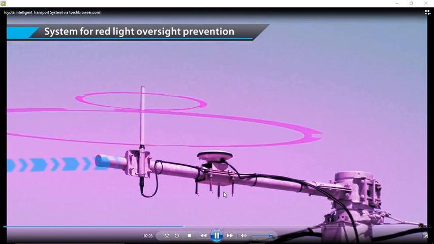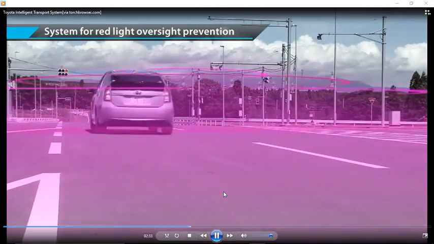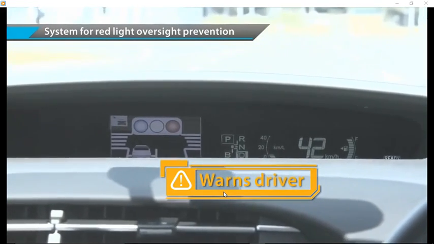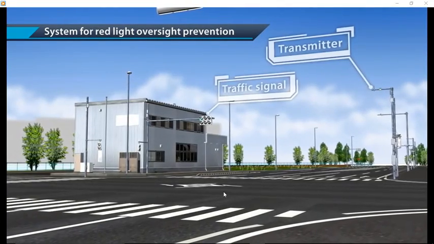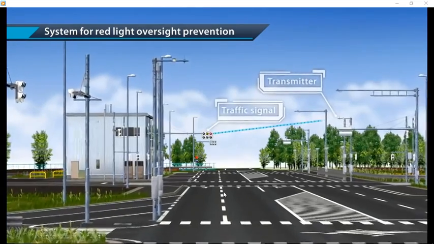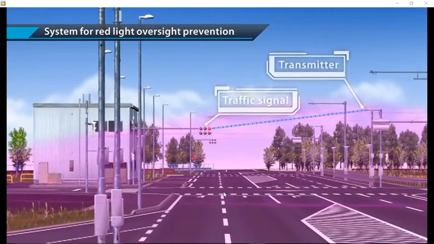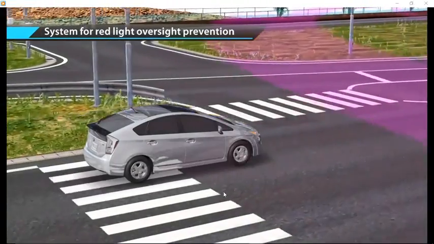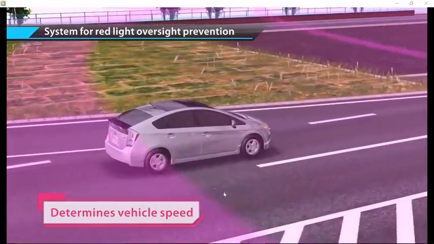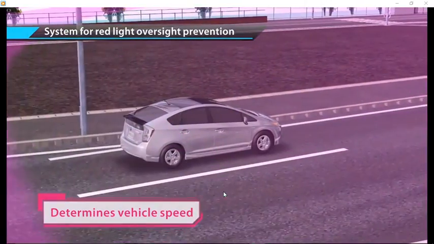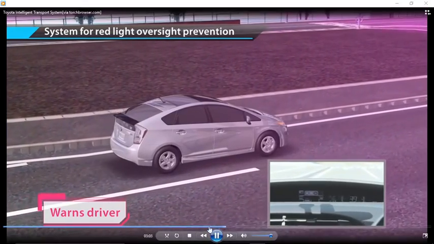A transmitter transmits traffic signal information to vehicles. By warning the driver of a red light, it can reduce accidents caused by traffic signal violations. The transmitter sends traffic signal information for the direction in which the vehicle is traveling. In cases where the vehicle determines that the traffic signal is red, but the vehicle speed is not reduced, voice guidance and a display warn the driver about the stop signal in the vehicle's direction.